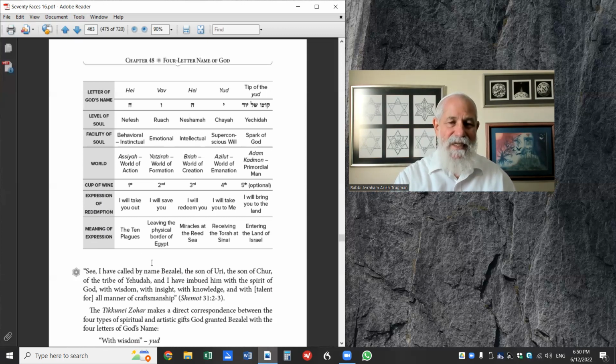What does it mean, I will save you? When we actually left the borders of Egypt. What does it mean, I will redeem you? These were the miracles at the Reed Sea. I will take you to me. This is receiving the Torah at Sinai. And what does it mean, I will bring you to the land? Obviously, entering into the land of Israel.